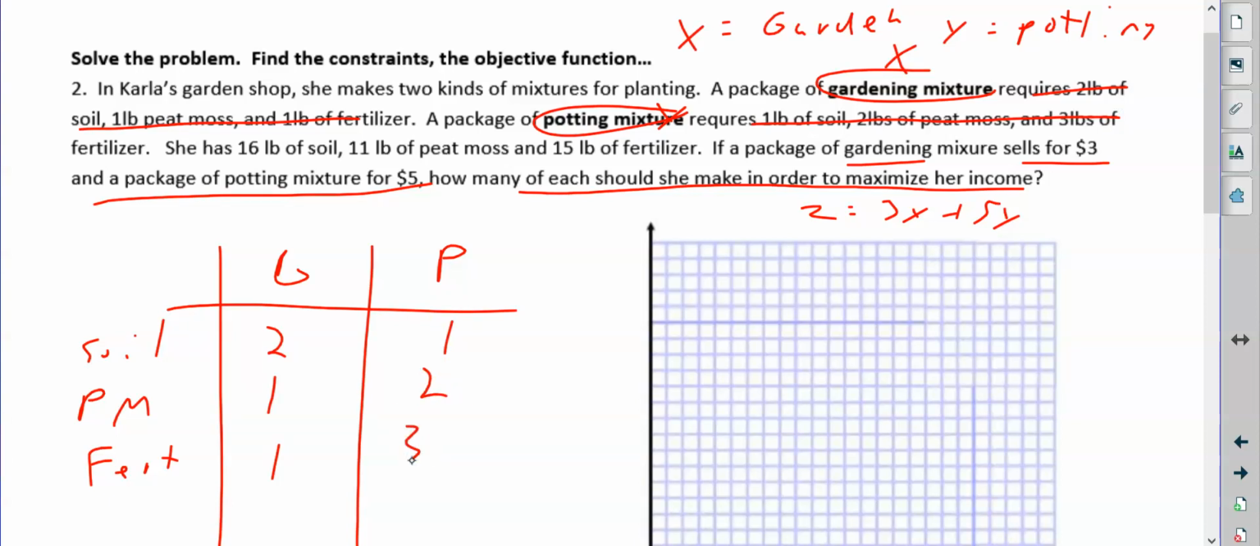We don't need that anymore. Now, she has 16 pounds of soil, 11 of peat moss, and 15. That means that's their maximum. You can see where we're going with this. And that's it. That's all of our information.